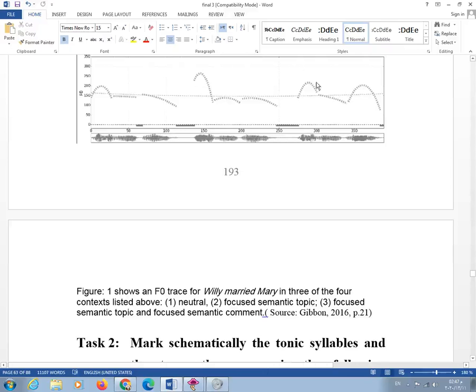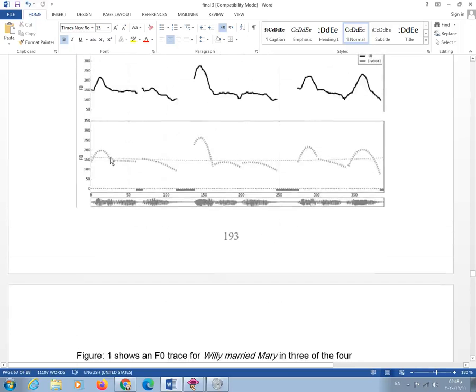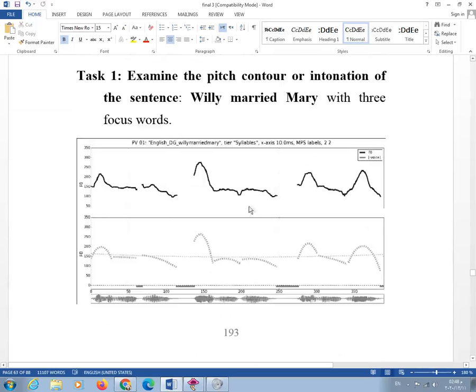The two words are important, Willie and Mary. But which one here is a tonic syllable? It's the last one. When all are equal and all are important, usually the last one is a tonic syllable. So let's read. Okay, Willie married Mary. Willie married Mary. So 3 ways, and this is a representation, pitch change in the 3. Pitch representation is different in the 3 sentences.